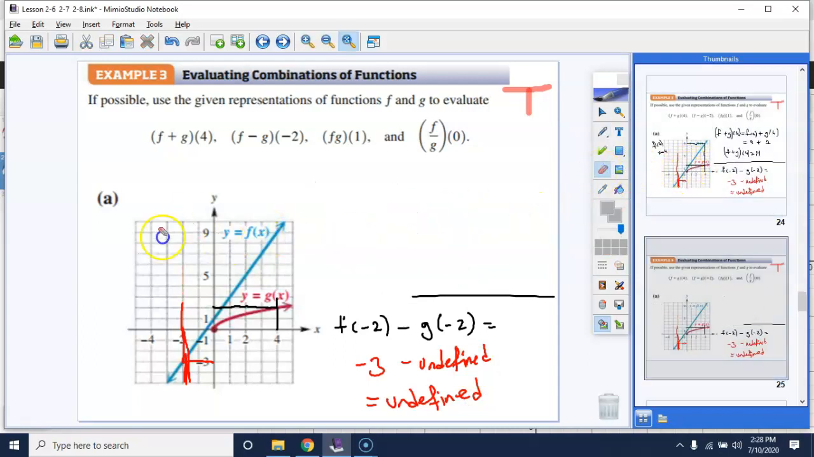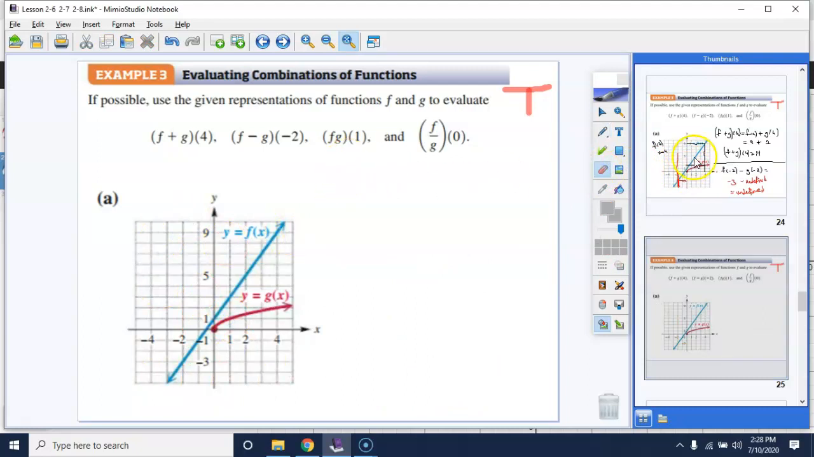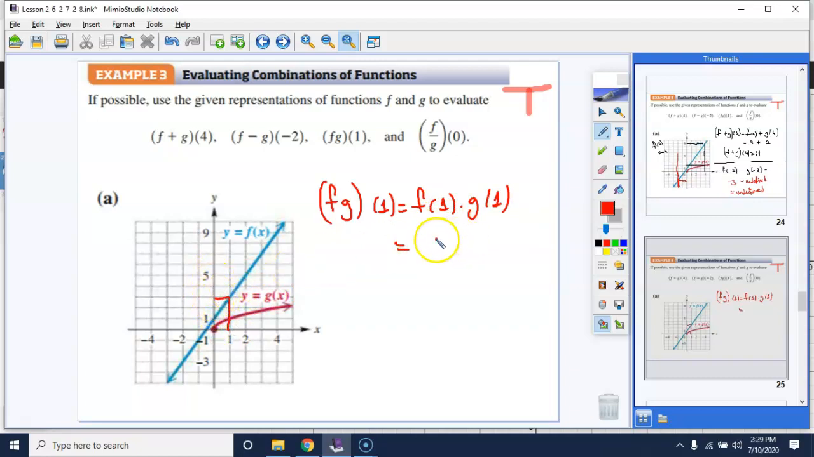And on this slide, I'm going to do the last two, plus and minus here. And here I'm going to do f times g of 1. Which means I'm going to find f of 1, I'm going to find g of 1, and multiply. F of 1. Get your 1, go to f. It's going to go here. 1, 2, 3, 4, 5. So this one should be 3. And g of 1 should be equal to 1, as you see. So f times g of 1 should be equal to 3.